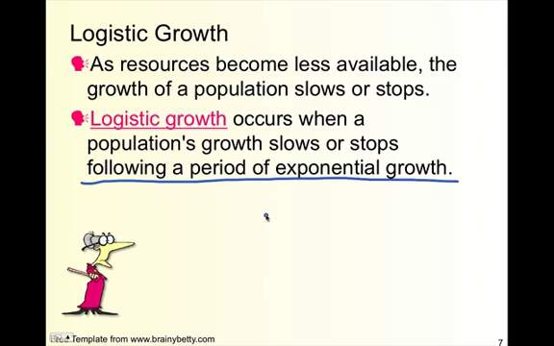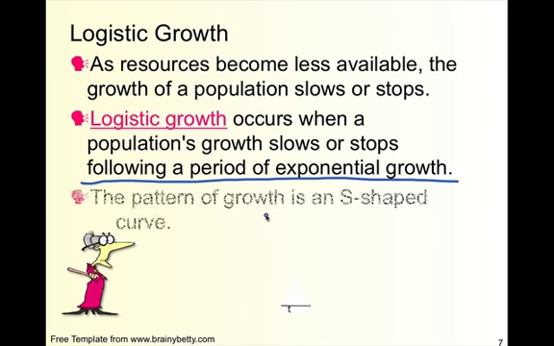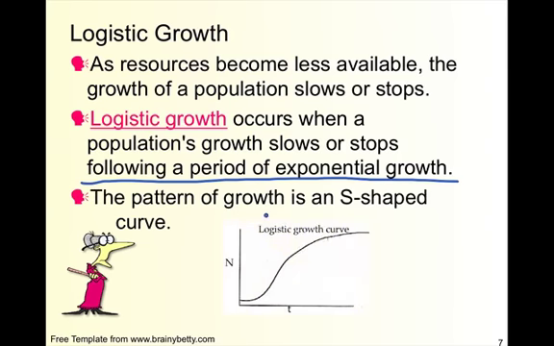And this particular pattern for logistic growth is called an S-shaped curve. The reason it's an S-shaped curve is because we start out exponentially, and then you can see growth tapers out. So we start out quick, and then it slows down. So that's why we call this, in logistic growth, an S-shaped curve.